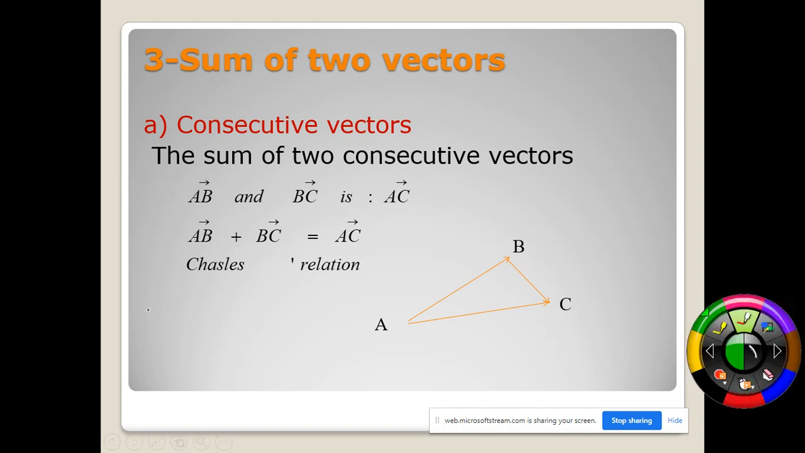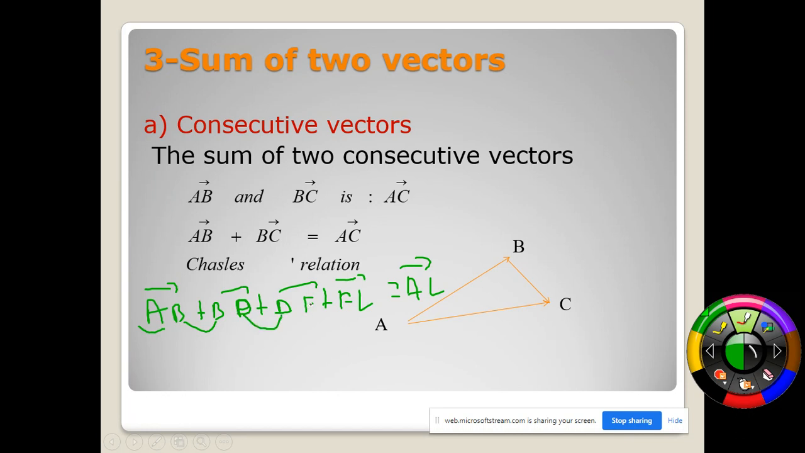I can write as many as I want. AB plus, I start with B, BD, plus let's say DF, plus let's say FL. What will be my answer? It will be the first and the last, so it's AL. We call these consecutive vectors, one after the other. AB, BD, sorry, then DF. Notice it ends with F and we start with FL, so the answer is AL. This is called Charles rule.